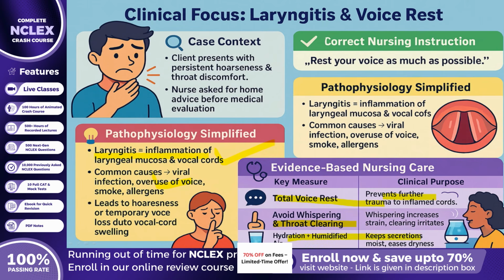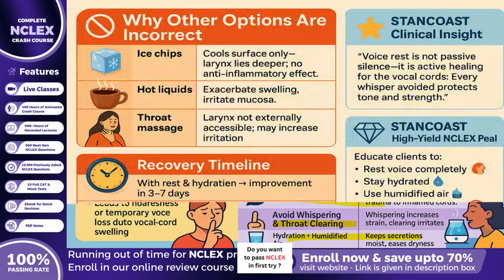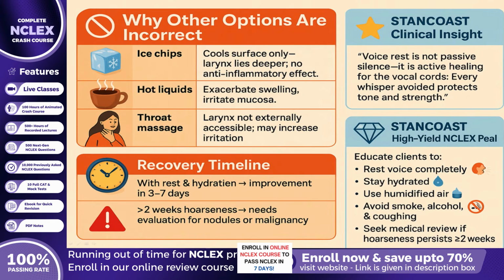Hydration supports recovery by keeping secretions moist, and the use of steam inhalation or humidified air can further relieve discomfort. However, these methods do not directly reduce vocal cord inflammation. Similarly, saline gargles or throat lozenges can soothe the surrounding mucosa, but provide only symptomatic relief. Unless bacterial infection is confirmed, antibiotics are unnecessary. With proper care, recovery typically occurs within 3 to 7 days.